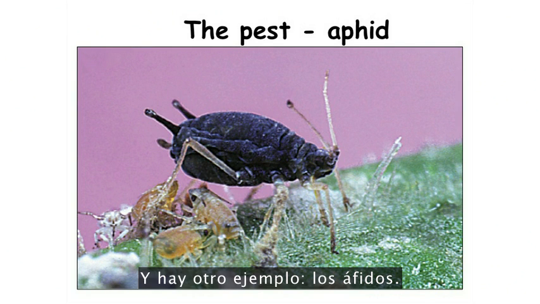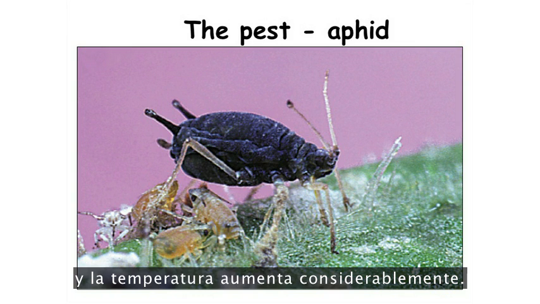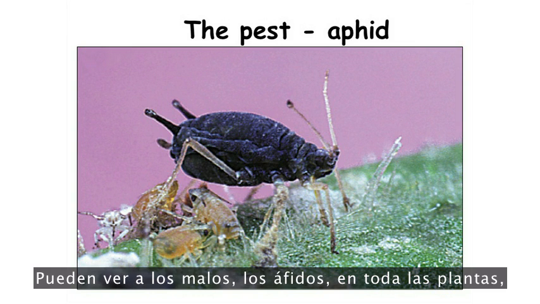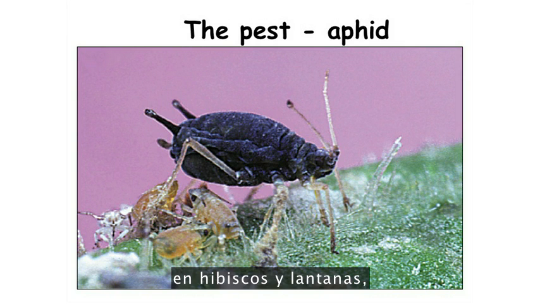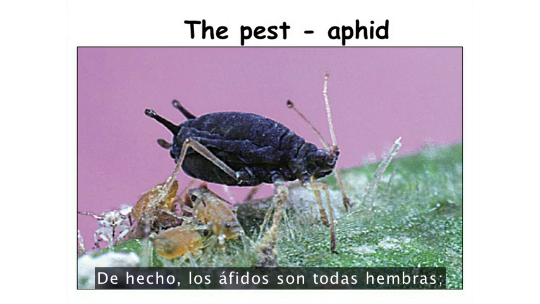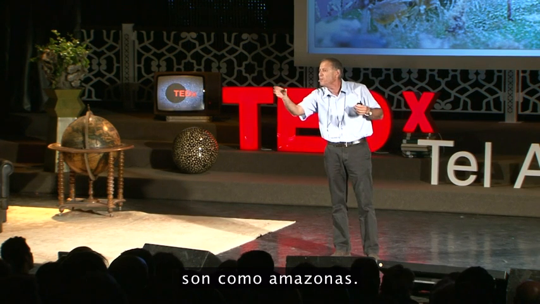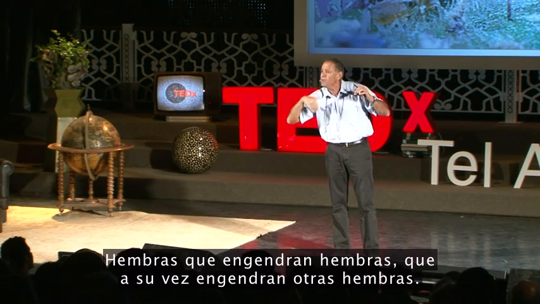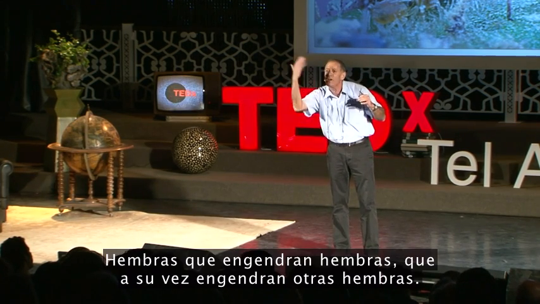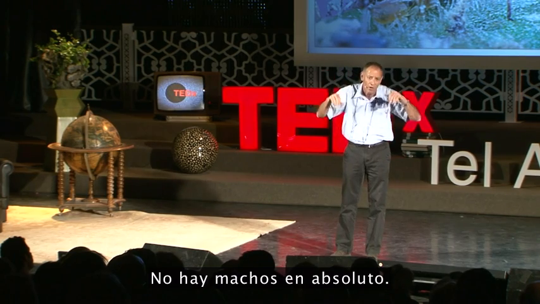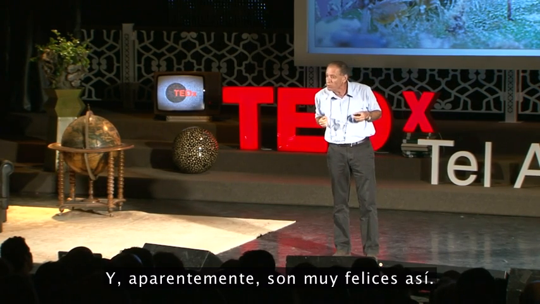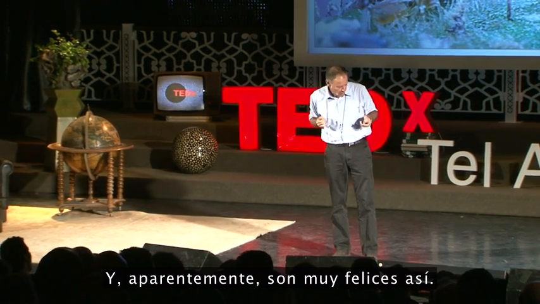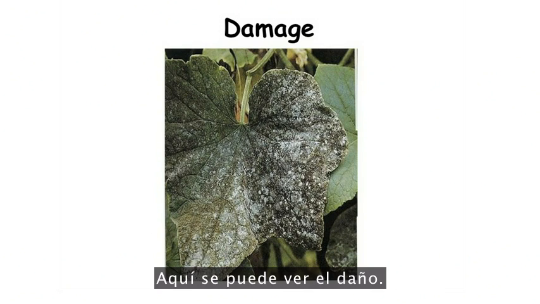And there is another example, aphids. By the way, it's springtime now in Israel. When temperature rises sharply, you can see those bad ones, those aphids, all over the plants. In your hibiscus, in your lantana, on the young, fresh foliage of the so-called spring flush. By the way, with aphids, you have only females, like Amazons. Females giving rise to females, giving rise to other females. No males at all. Parthenogenesis, so-called. And they are very happy with that, apparently. And here you can see the damage.